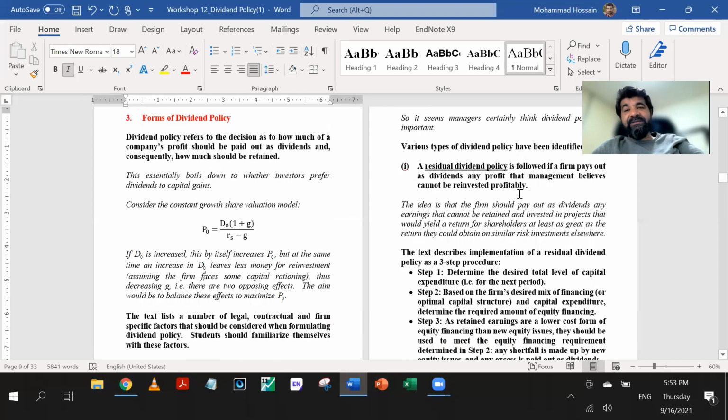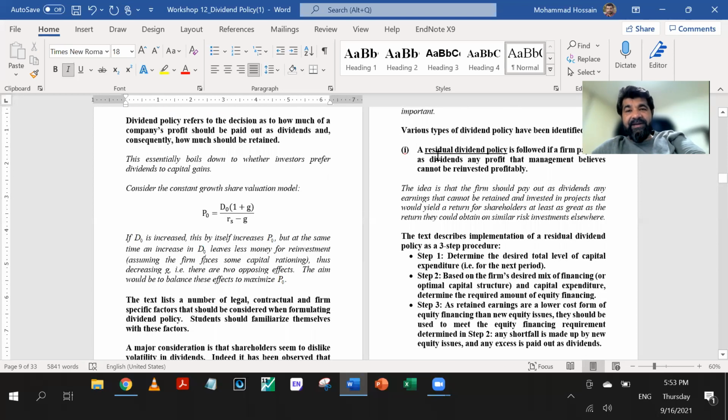Residual dividend policy is followed if a firm pays out as dividend any profit that management believes cannot be reinvested profitably. So this means that the business thinks, okay, we have money and we have already invested all our money wherever we needed to. Still, some money is left over, so distribute it among the shareholders. That's residual dividend policy. Okay, so there are different types of dividend policy we'll talk about. Residual dividend policy is one of them.